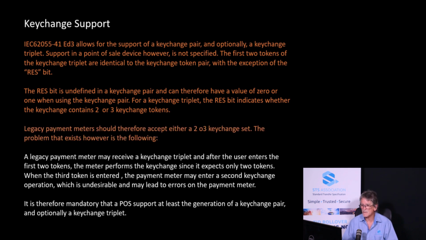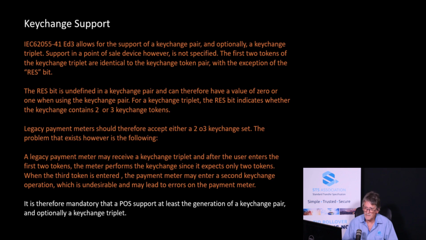Legacy payment meters should therefore accept either a 2 or 3 key change set. The problem that exists, however, is the following. A legacy payment meter may receive a key change triplet, and after the user enters the first 2 tokens, the meter performs the key change since it expects only 2 tokens. When the third token is entered, the payment meter may enter a second key change operation, which is undesirable and may lead to errors on the payment meters. It is therefore mandatory that a point of sale support at least the generation of a key change pair and optionally a key change triplet.